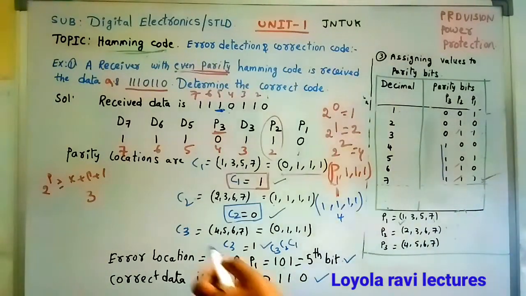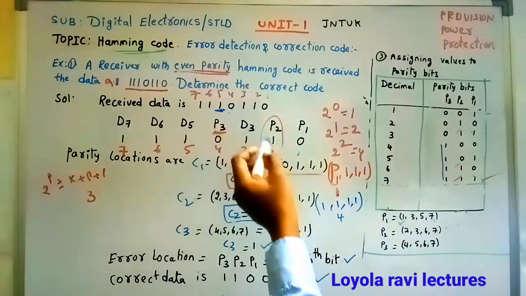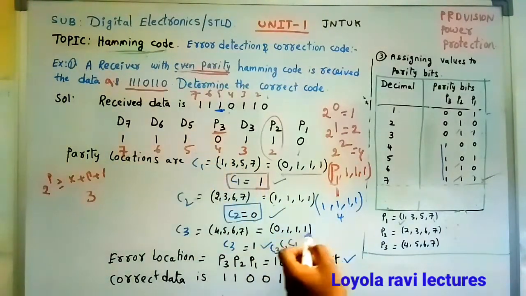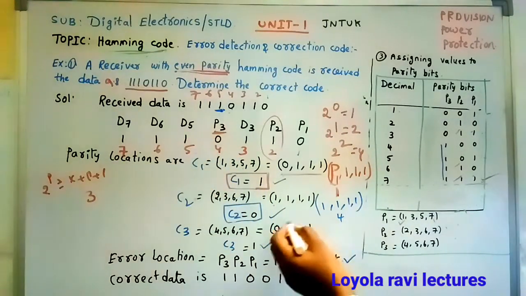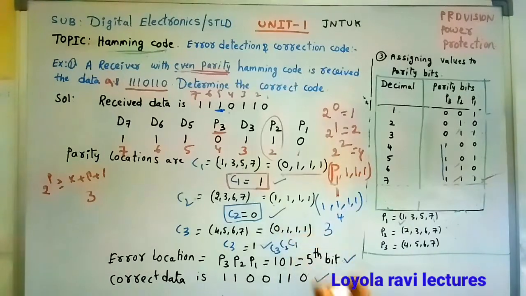In the same manner C3: 4, 5, 6, 7. All bits I am writing, 4, 5, 6, 7 locations. 0, 1, 1, 1. The number of ones is 3. 3 is odd, so here the parity bit should be 1. So you may take P3, P2, P1 or C3, C2, C1. Then C3, C2, C1 or P3, P2, P1 is equal to, what is P3? 1. P2 is 0. P1 is again 1.